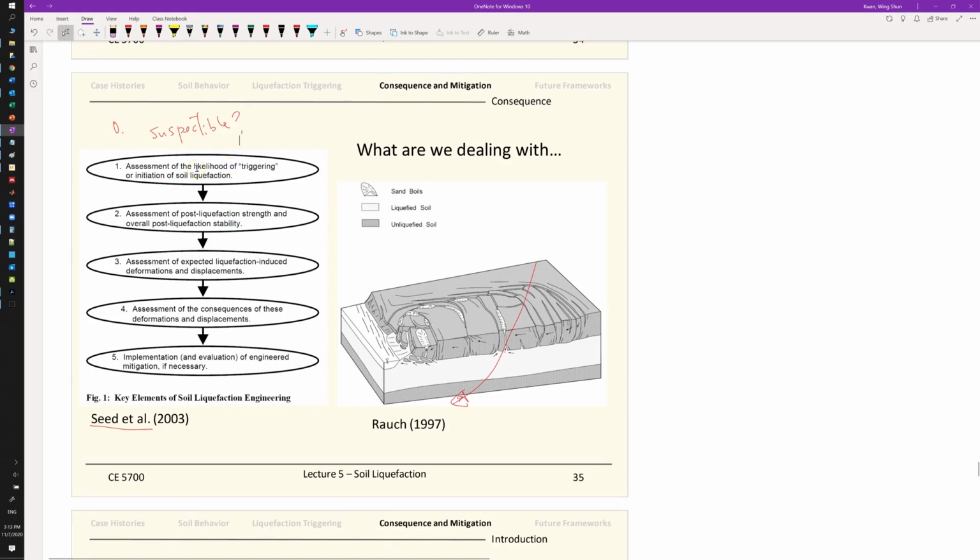to assess the likelihood of triggering or initiation of soil liquefaction, and then you will try to estimate the post-liquefaction soil strength, and if you have a slope, how about the stability of the slope, and then you assess the expected liquefaction deformations and displacements. And you assess the consequence of these deformations and displacements. And finally, you will need to work with the contractors, whether you want improvements, engineering mitigations, if you expect there will be a lot of settlements or lateral spreading.